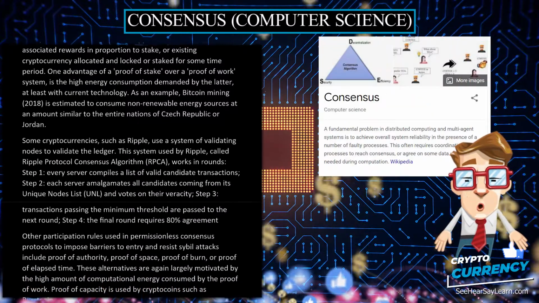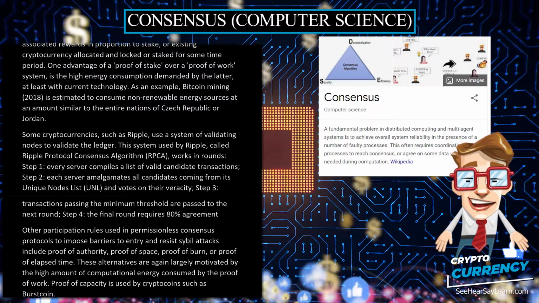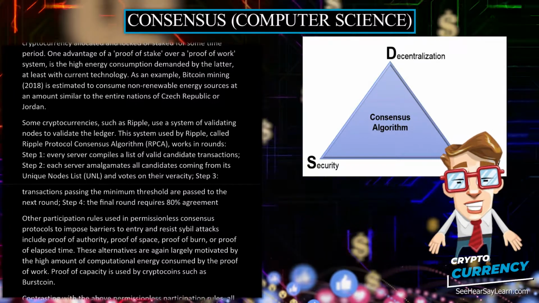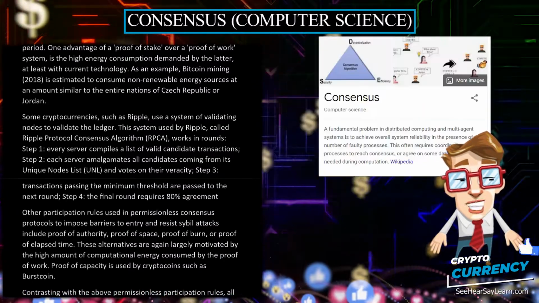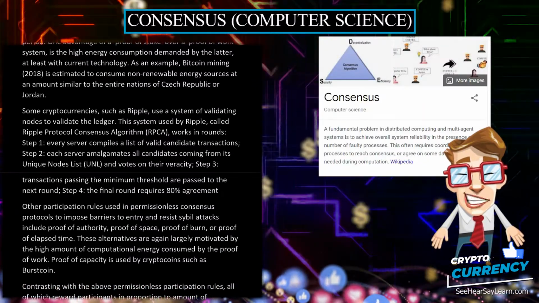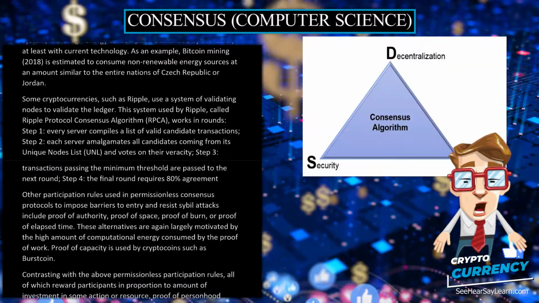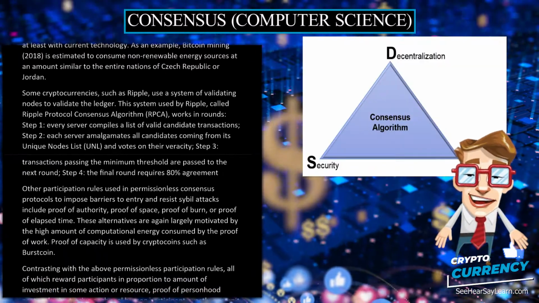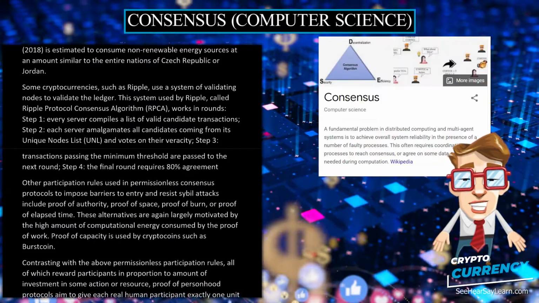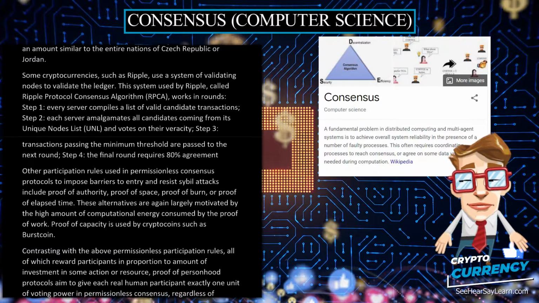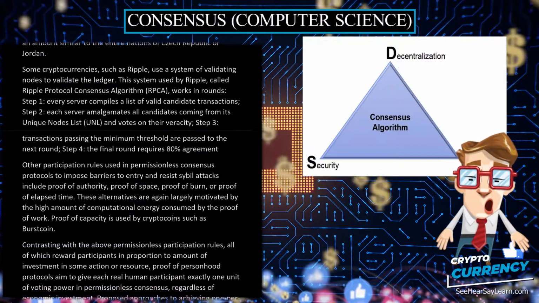Other participation rules used in permissionless consensus protocols to impose barriers to entry and resist Sybil attacks include proof of authority, proof of space, proof of burn, or proof of elapsed time. These alternatives are again largely motivated by the high amount of computational energy consumed by the proof of work. Proof of capacity is used by crypto coins such as Burst coin.